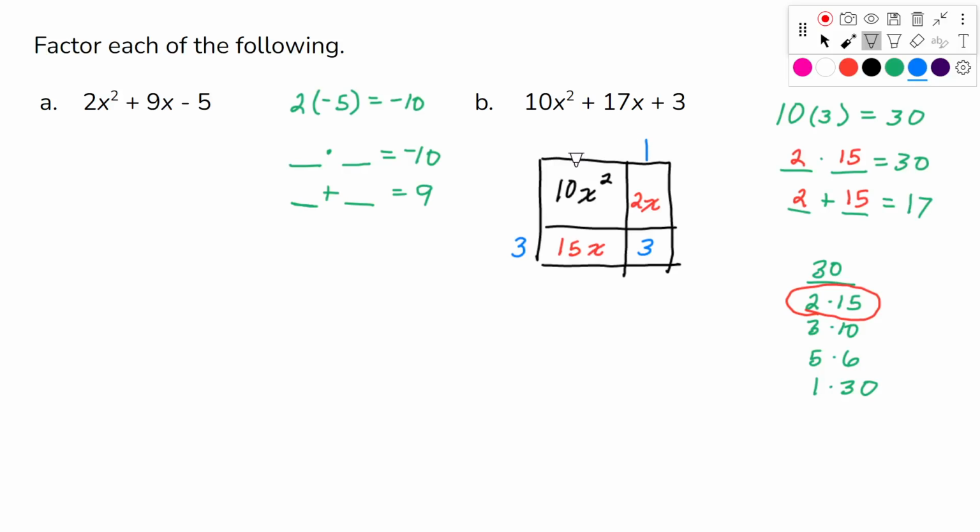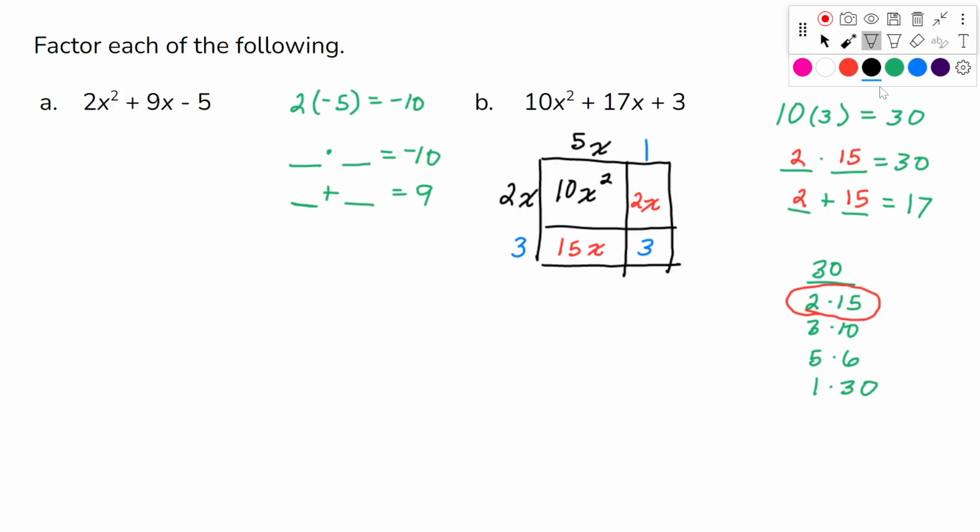So now I'm going to look at this, and what would I take times 1 to get 2x? That's going to help me get one of my x values. So to get 2x, when I multiply times 1, it is going to be 2x. And what do I have to take times 2x to get 10x squared? That's going to be 5x. So instead of starting with what the units are for this square, I'm going to use 2x and 5x.